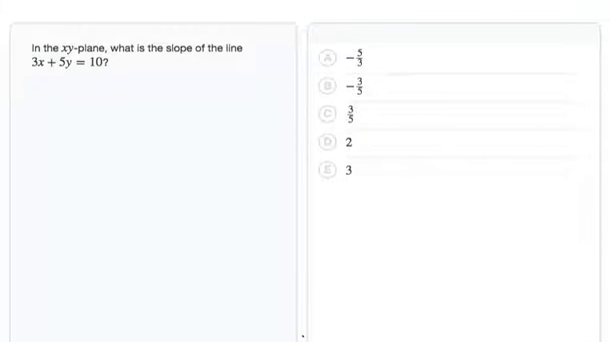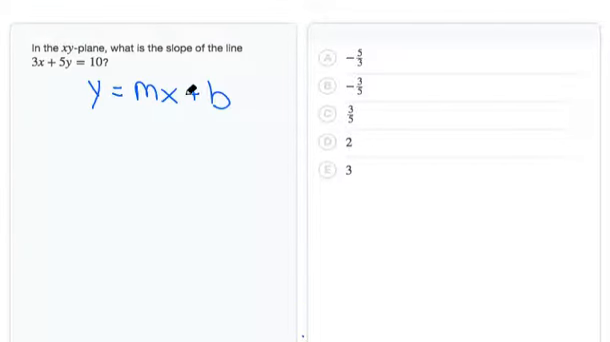To solve this question, we need to find the slope of the given line. The fastest way to do that is to put our line in slope-intercept form. Let's go ahead and recall what slope-intercept form is first before we manipulate our given equation. Slope-intercept form is y equals mx plus b.